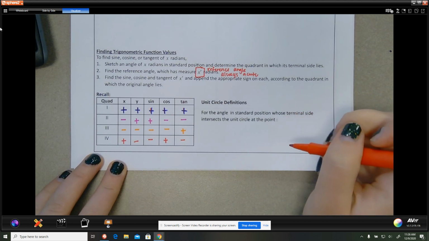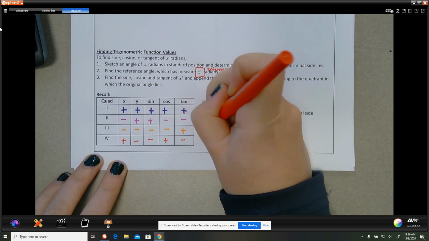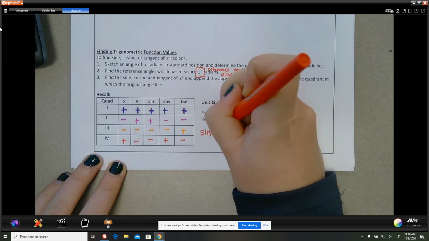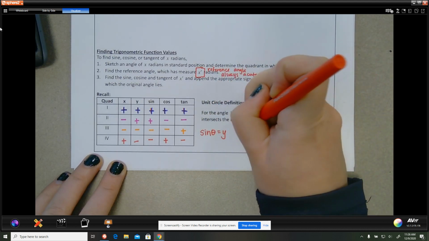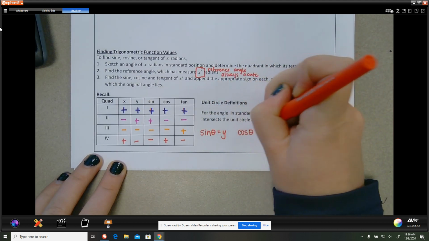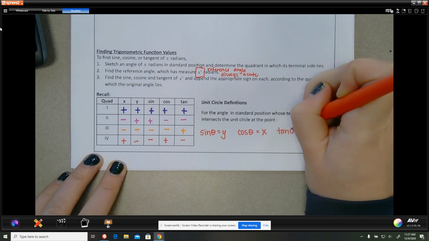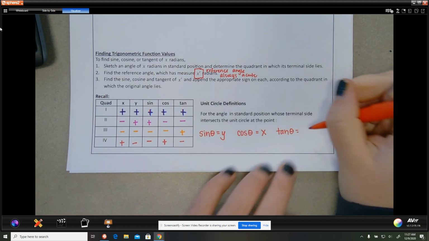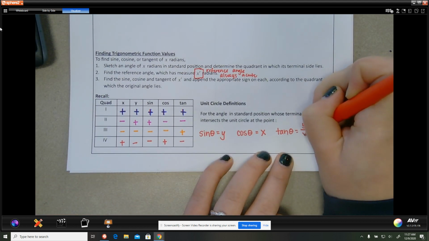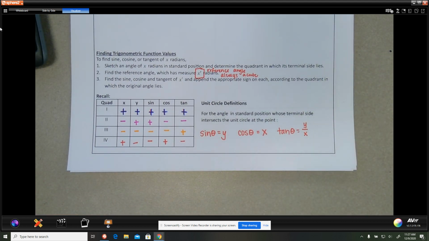Okay, so last little thing, just a little reminder, sine of theta is the same thing as y. Cosine of theta is the same thing as x. And tangent of theta is sine over cosine, which is y over x. Little extra note there for all of you. And that's going to do it for definition. So we're going to use this definition page throughout the next problems.